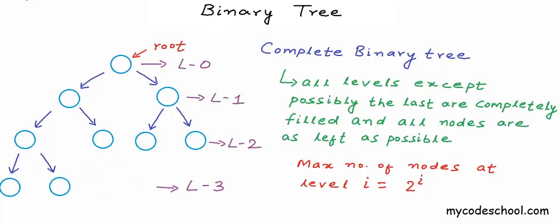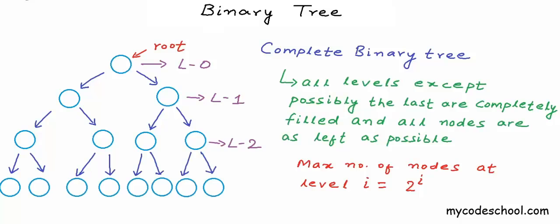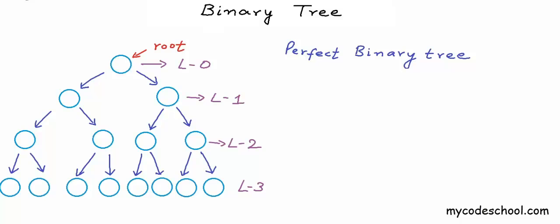Now this is a complete binary tree. We can have more nodes at level 3, but there should not be a vacant position in left. I have added one more node here, and this still is a complete binary tree. If all the levels are completely filled, such a binary tree can also be called perfect binary tree. In a perfect binary tree, all levels will be completely filled.